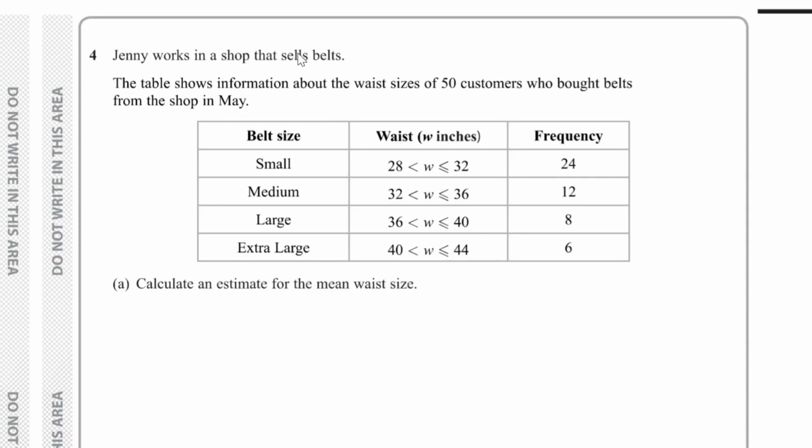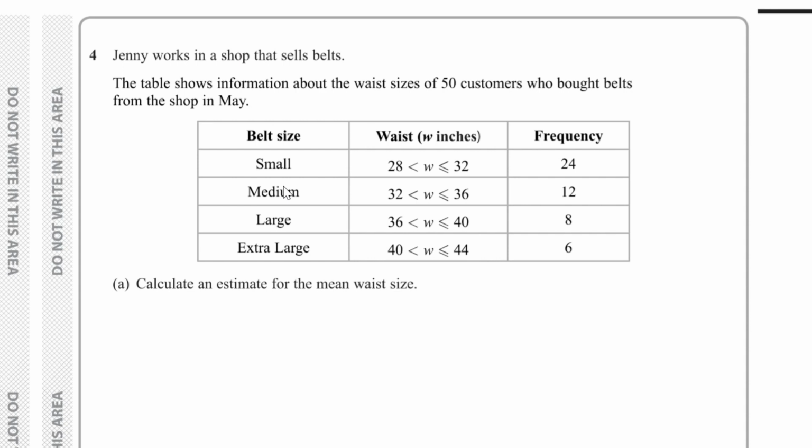Question number 4. Jenny works in a shop that sells belts. The table shows information about the waist sizes of 50 customers who bought belts from the shop in May. So we've got small, medium, large and extra large, the waist in inches as an interval, and the frequency of those who bought the particular sizes of belts. And we have to calculate for part A an estimate for the mean waist size.